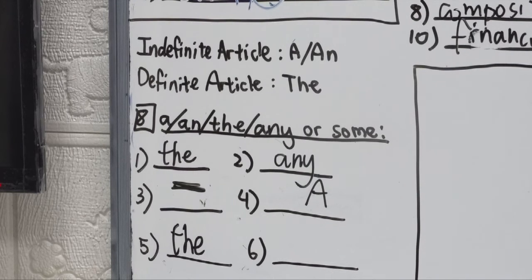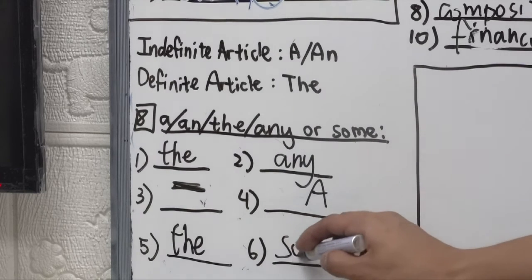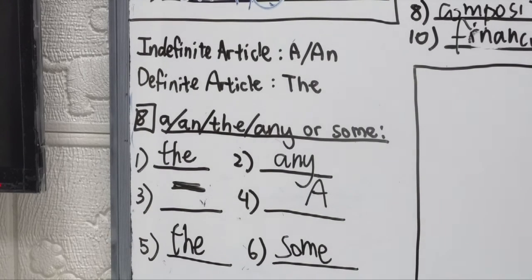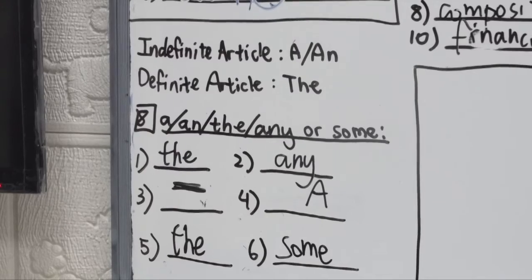All right, lastly, let me give you advice. Advice, an advice, the advice, any advice, some advice. Some, okay? Advice is not countable itself, but we can count the pieces of advice someone gives to us, okay? So some advice.